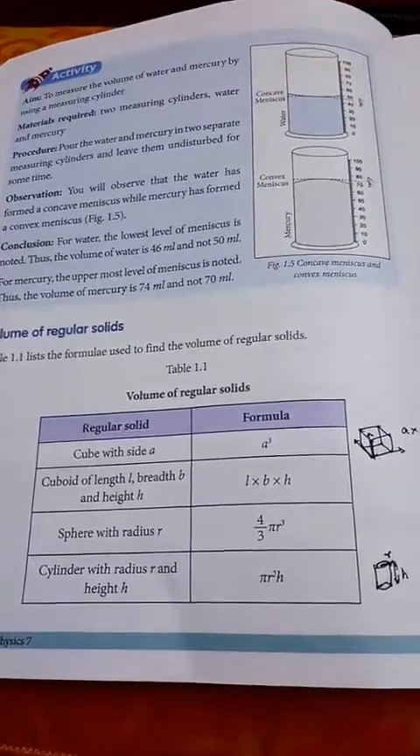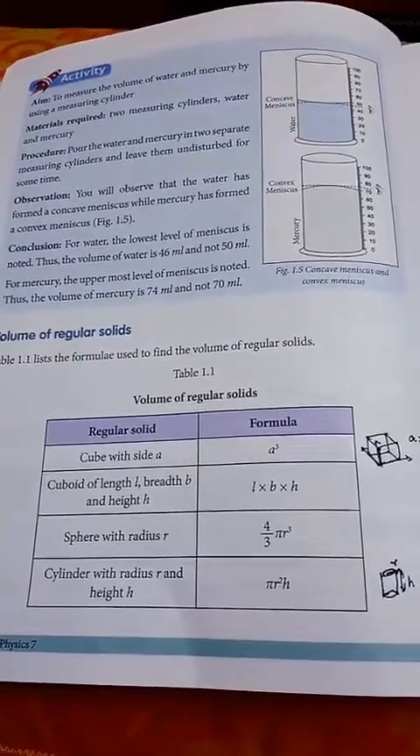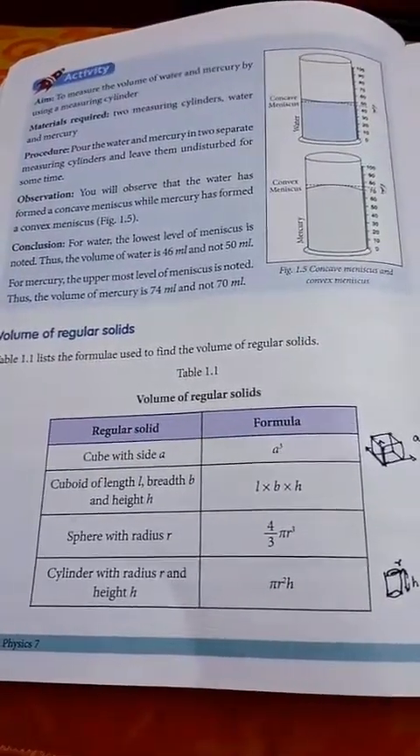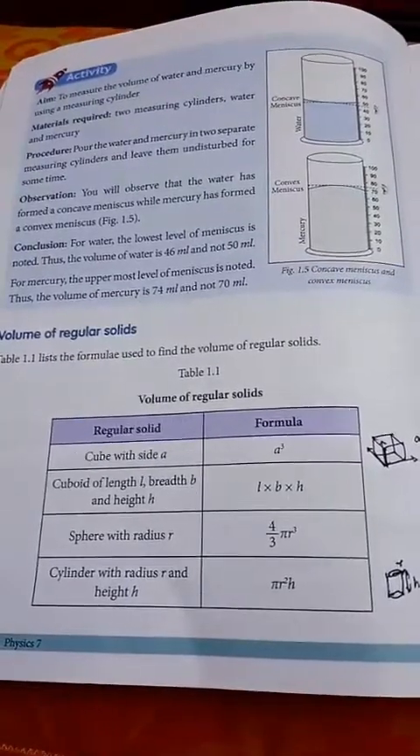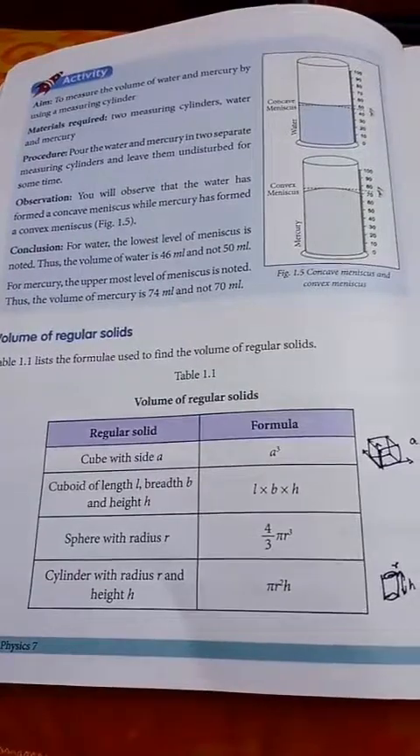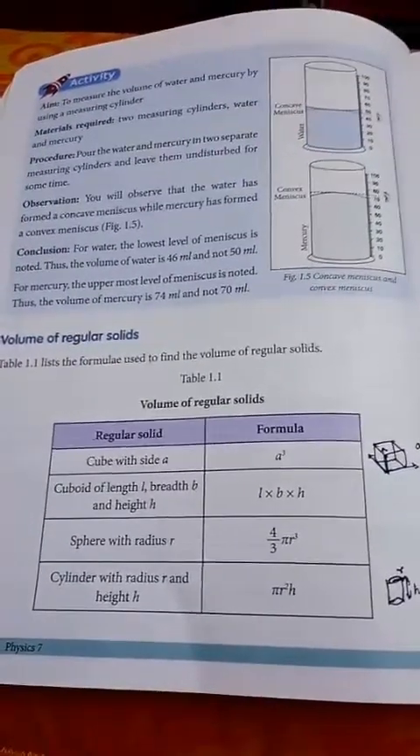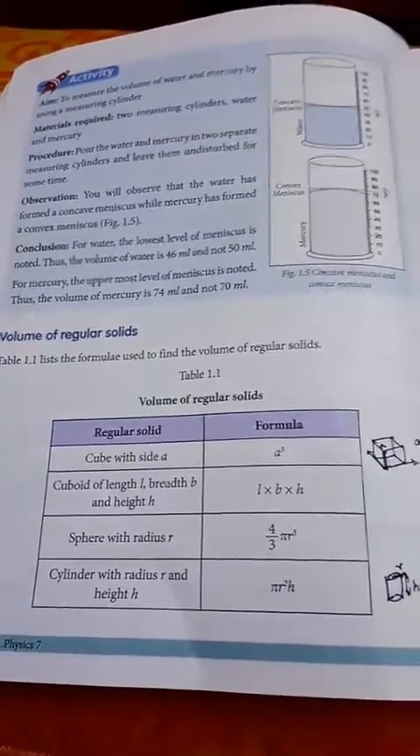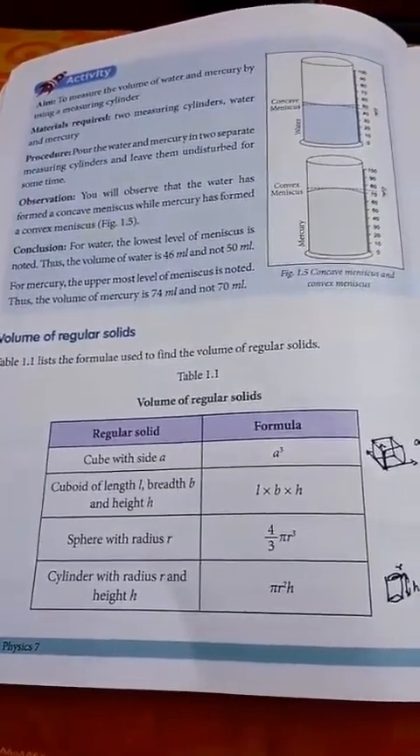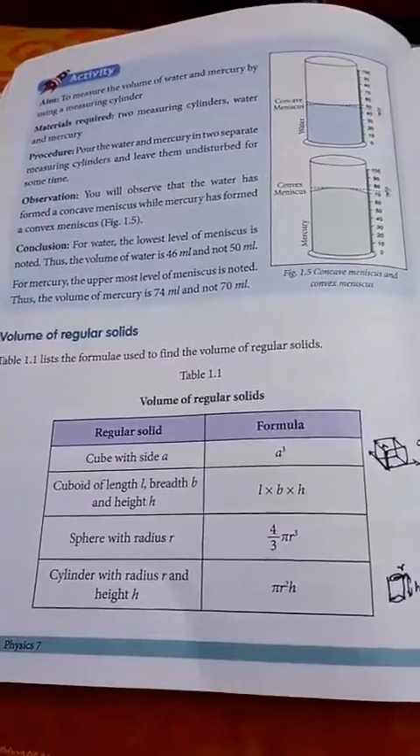Next one is your cylinder. Cylinder means you can think about your LPG cylinder or your perfume bottle, even your pen. The lower portion of your pen is a kind of cylinder. So in that case it has a radius r and it also has a height h. Therefore we use the formula pi r square h. Is it clear to you all? So these are the formulas which we'll be studying for your regular solids.